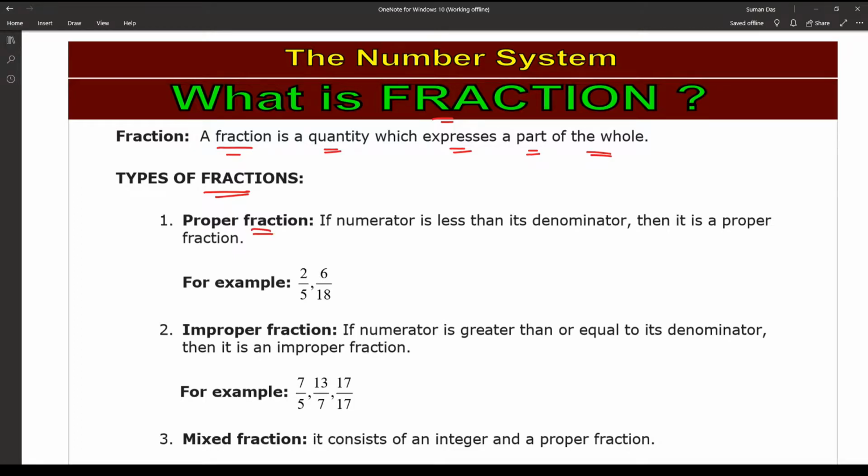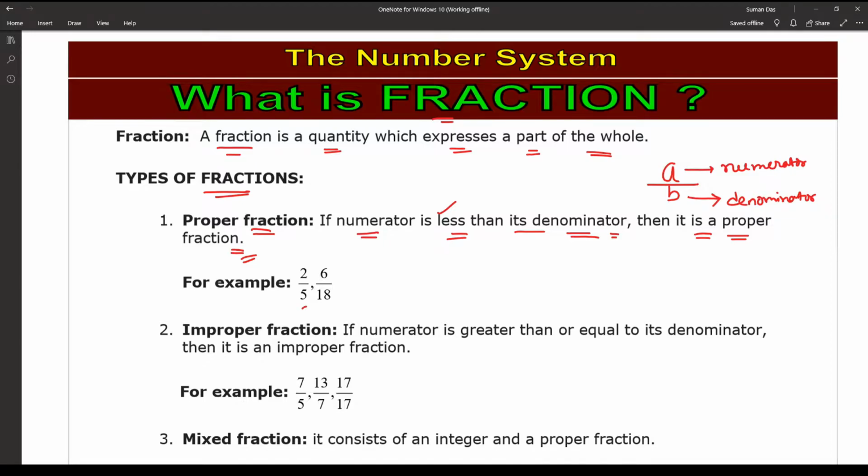First one is known as the proper fraction. That means if the numerator is less than its denominator, then it is a proper fraction. What is the numerator and what is the denominator? In a by b, b is called the denominator and a is called the numerator. So if the numerator is less than its denominator, it is called a proper fraction.